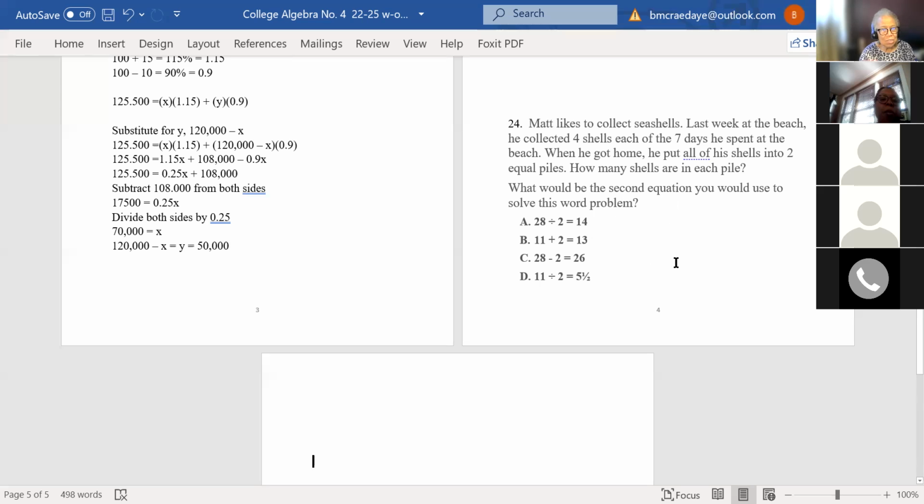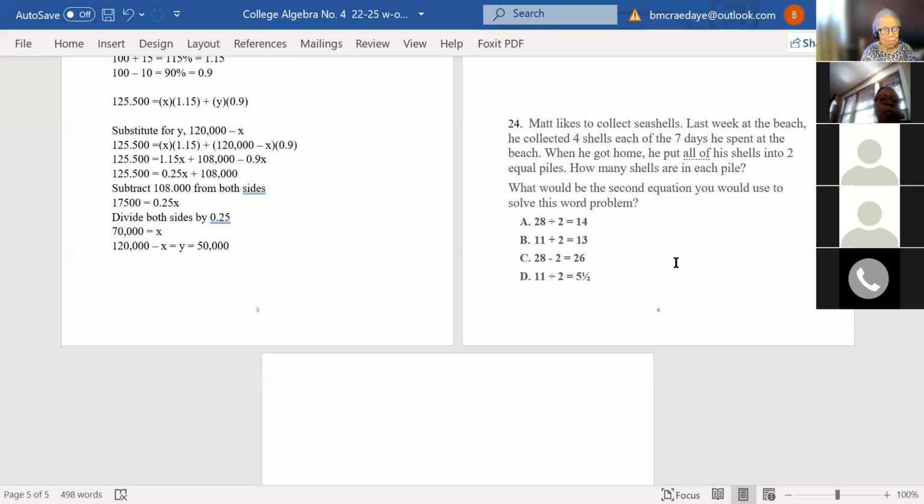Now let me ask you, Latoya, what would be the first equation? I said A. I thought it was plus. No, that's not what I asked you. What would be the first equation for solving this problem?